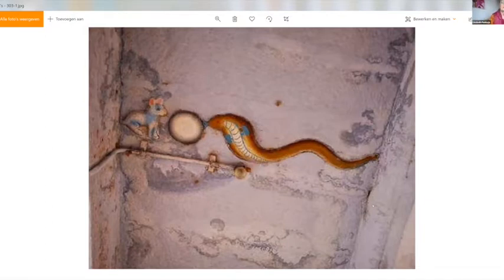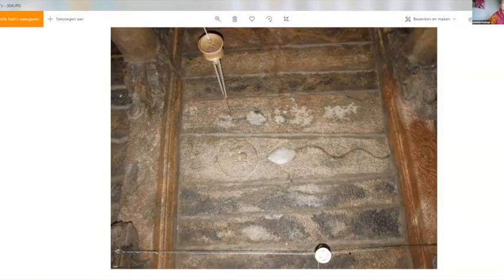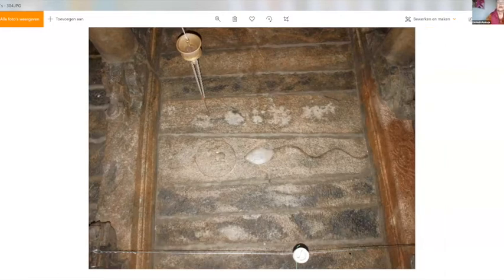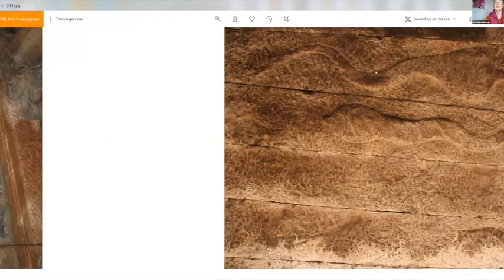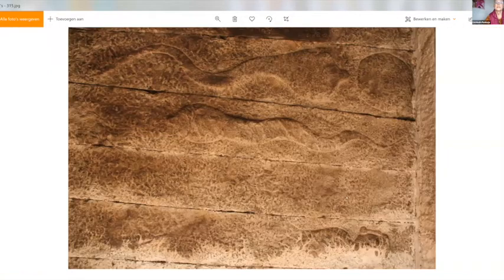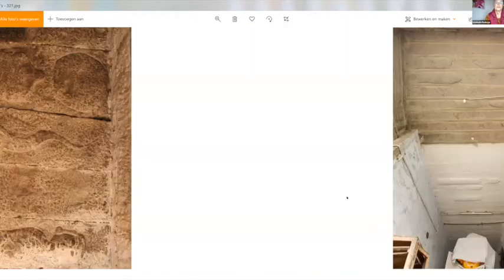So here we have the Naga with the sun and a small animal, a mouse or a deer. It's not clear. This is another one. And here are two Nagas with a disc. This is again a different pavilion, completely different style of work. And here we have a ceiling with fish.